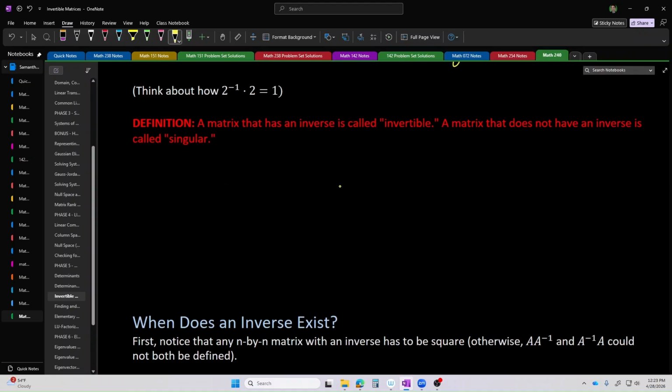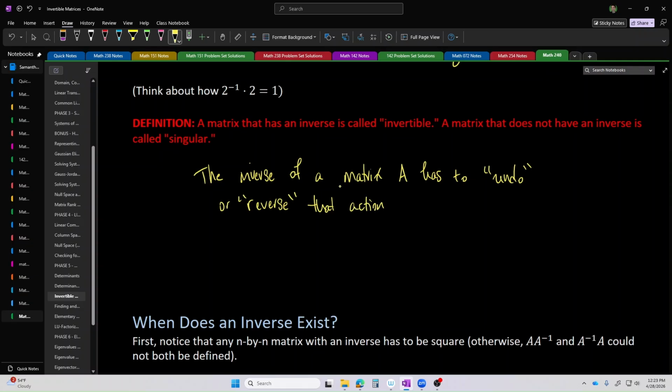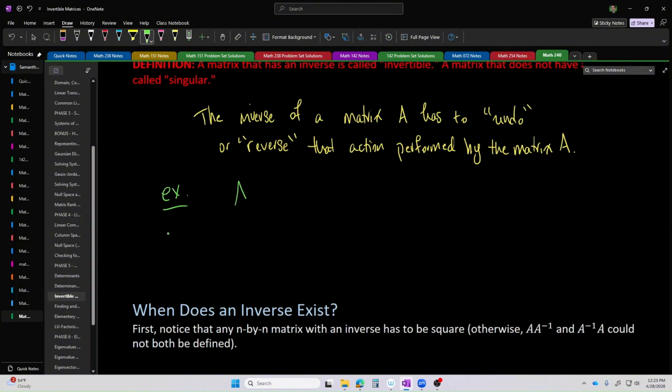Now, when you think about the inverse of a matrix, I think it's helpful to think about it from the following perspective. The inverse of a matrix has to undo or reverse the action performed by the matrix A.